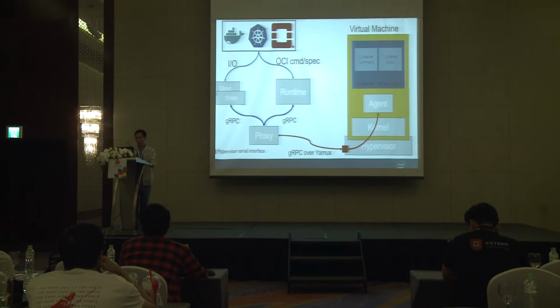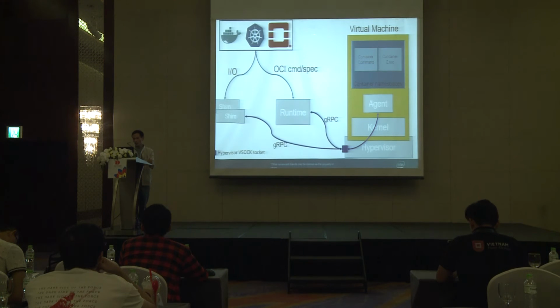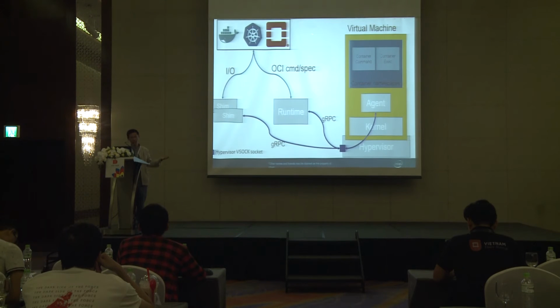So the proxy here is to connect between the shim and, from the host, the agent in the kernel. So if we are using vsock, the design is actually much simpler. There's no need for a proxy here. So it's much simpler with the vsocket.